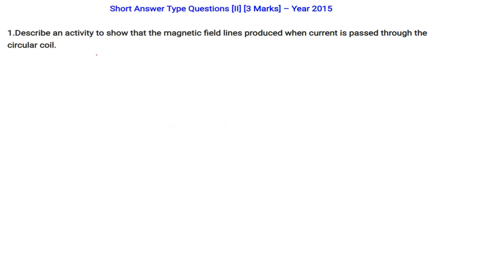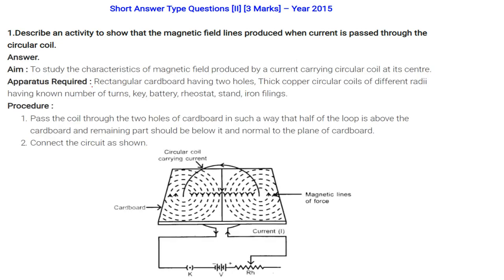Describe an activity to show the magnetic field lines produced when current is passed through a circular coil. Our aim is to study the characteristic of the magnetic field produced by a current carrying circular coil at its center. The apparatus we will require is a rectangular cardboard having two holes, thick copper circular coils of different radii having known number of turns, the key, the battery, the rheostat, the stand and iron filings.